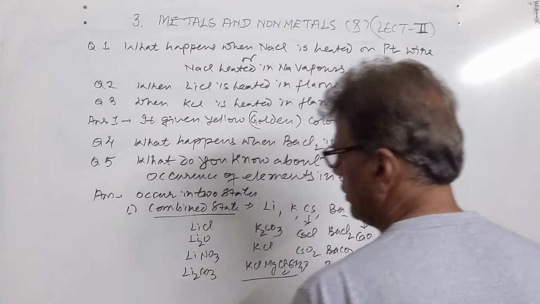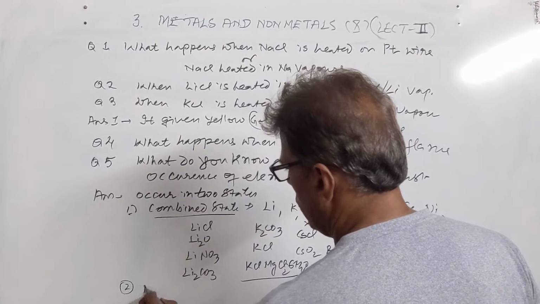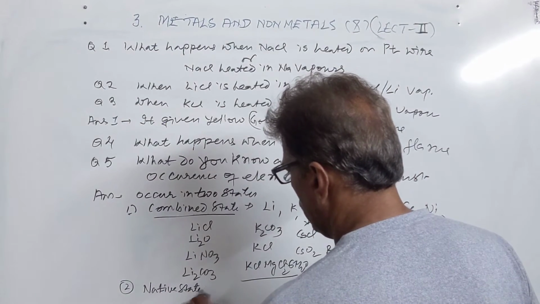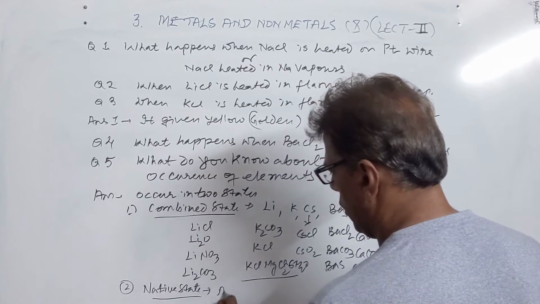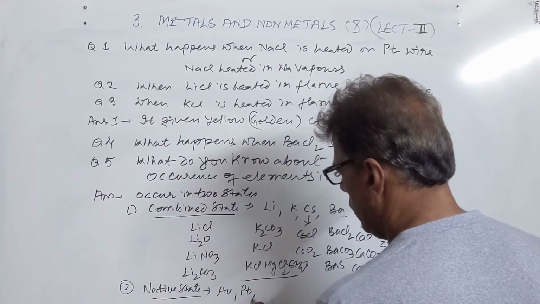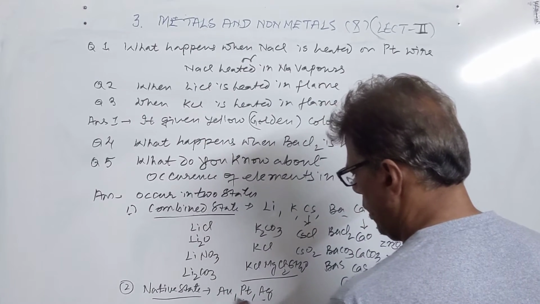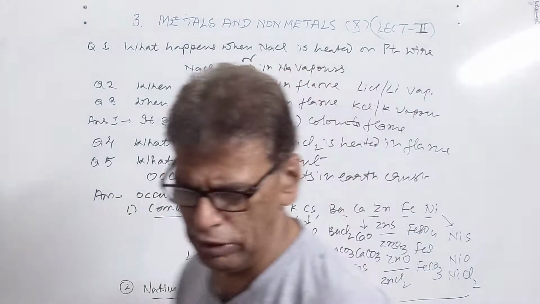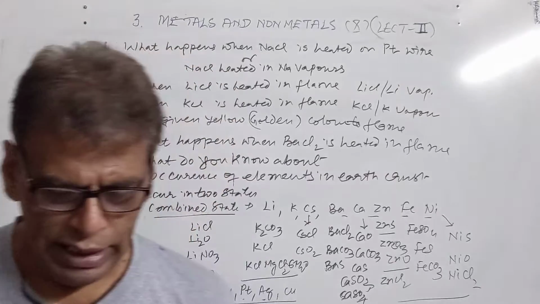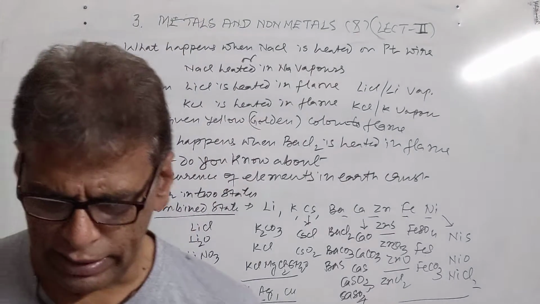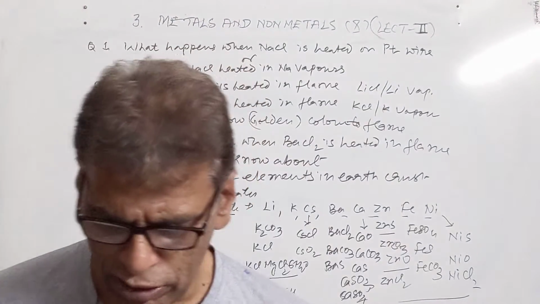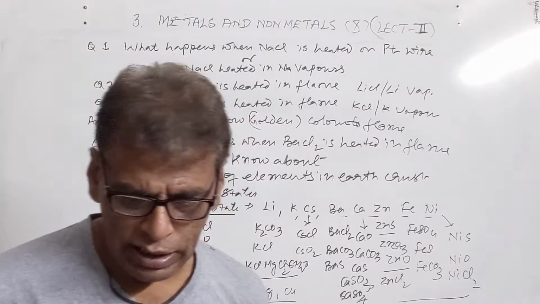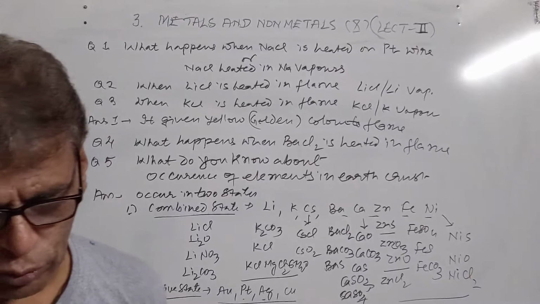Then we have the second occurrence of metals. They are generally found in the native state. These metals possess low reactivity. They are gold, platinum, silver, and sometimes copper. They have less reactivity. Copper exists in both forms. It exists as native metal as well as in the form of sulfide, chloride, etc. So these are the metals existing in two states.